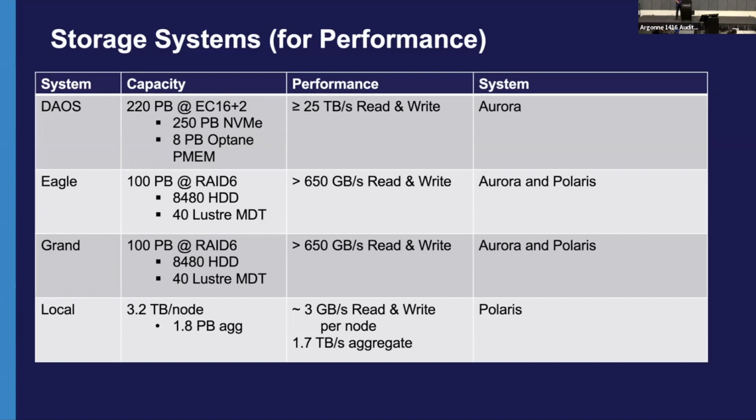Furthermore, if we start with Eagle and Grand, those will both be available on Aurora when Aurora goes into production. So if you have code running on Polaris today and it's using Eagle, for example, you can take that exact same thing and run it on Aurora. From a storage perspective, you'll be using the same storage system. So everything you've done to work on that will be directly applicable.